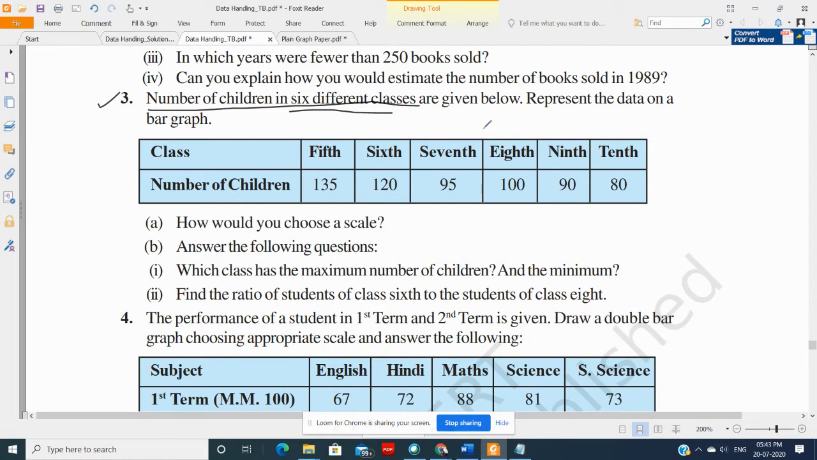All right, now let's go ahead. Here they have given classes, and here they have given number of children. So naturally, this is your qualitative information, so this will come on x-axis, and this is your numbers, so that is quantitative information. So this will come on y-axis. And then there are rest of the questions that we'll see later on. First, let's understand the graph paper.